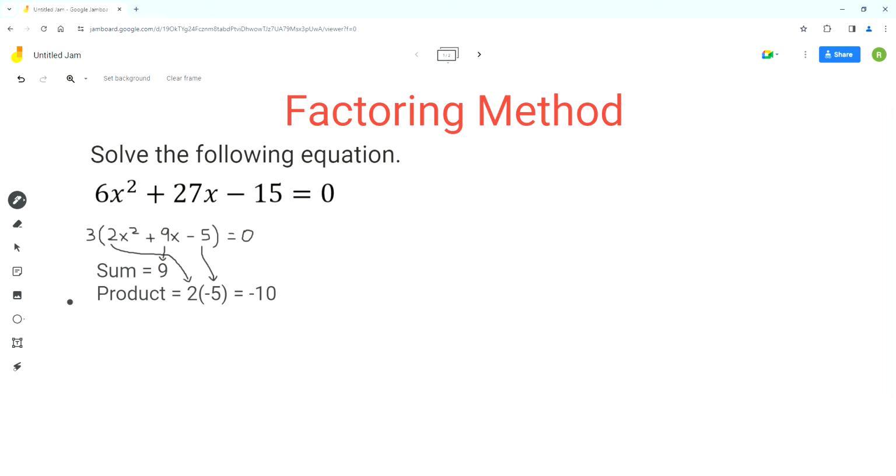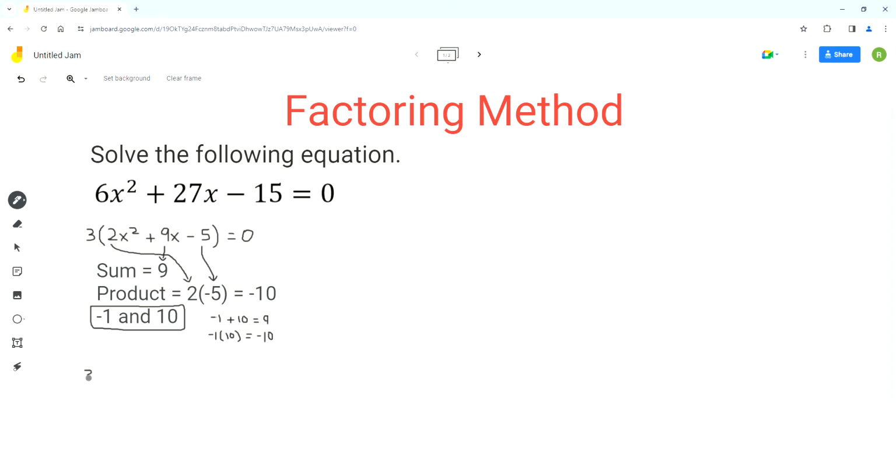So now we have to use this product number to find those two numbers. So the first two numbers that come to my mind that multiply to -10 are -1 and 10. Now if we add -1 and 10, we get +9. And if we do -1 times 10, it is equal to -10. That means the two numbers that we are looking for are -1 and 10. We can use these two numbers to break up this middle term, 9x.